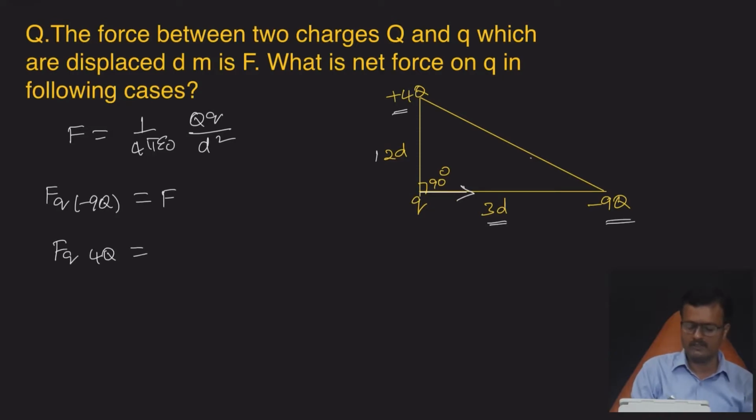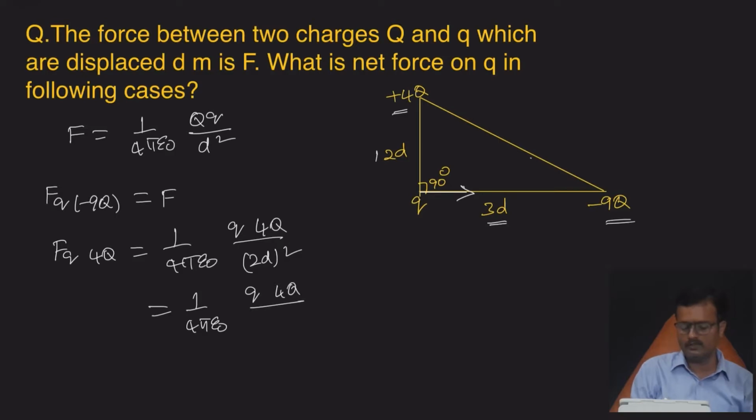Now force on small q by 4Q. What is the formula? 1 by 4 pi epsilon naught q1 q2 by, what is the distance? That is 2d whole square. So that is equal to 1 by 4 pi epsilon naught q into 4Q by 2 square d square, that is 4d square. 4 cancels, Q q by d square. So what is this? That is F.